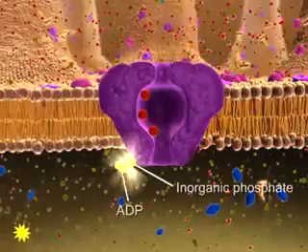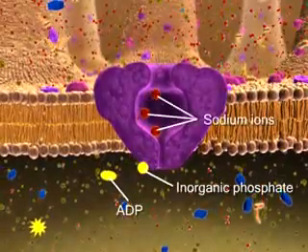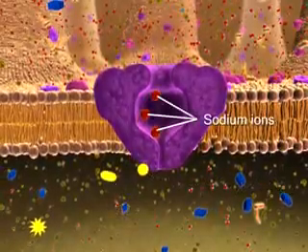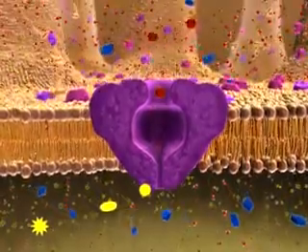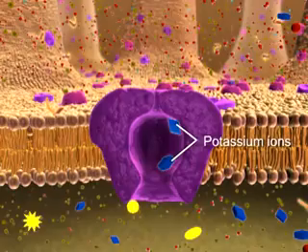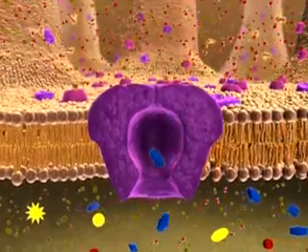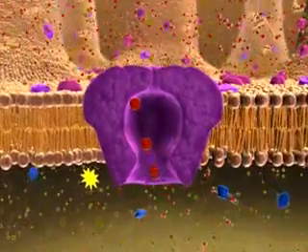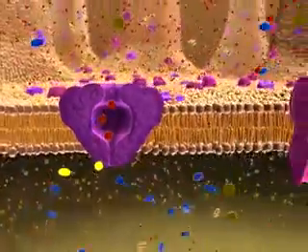Energy from ATP is used to move 3 sodium ions, shown in red, out of the cell, and 2 potassium ions, shown in blue, into the cell. Because the pump uses ATP directly, this type of transport is called primary active transport.